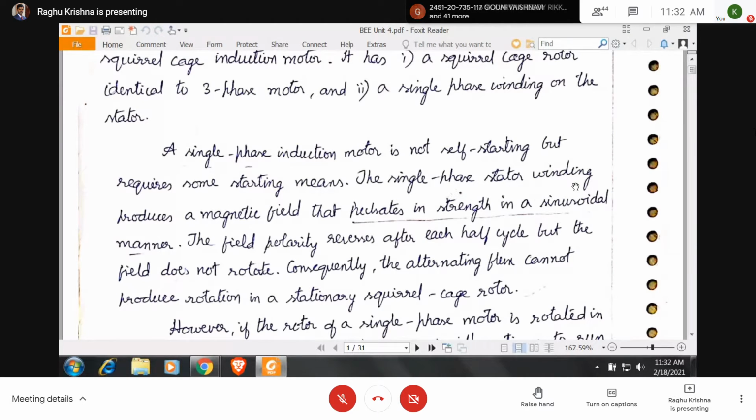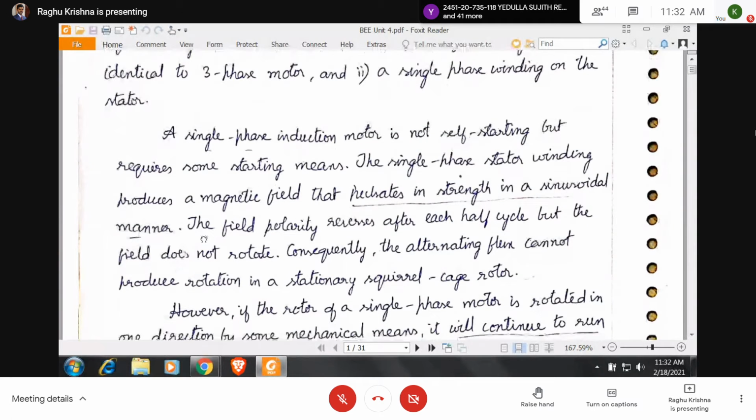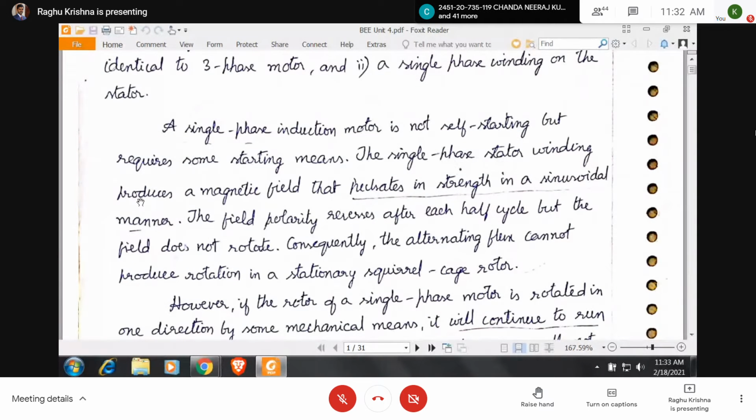The single phase stator winding produces a magnetic field that pulsates in strength in a sinusoidal manner. That means the magnitude will be changing and also the direction changes periodically. Pulsating means becoming positive and becoming negative.